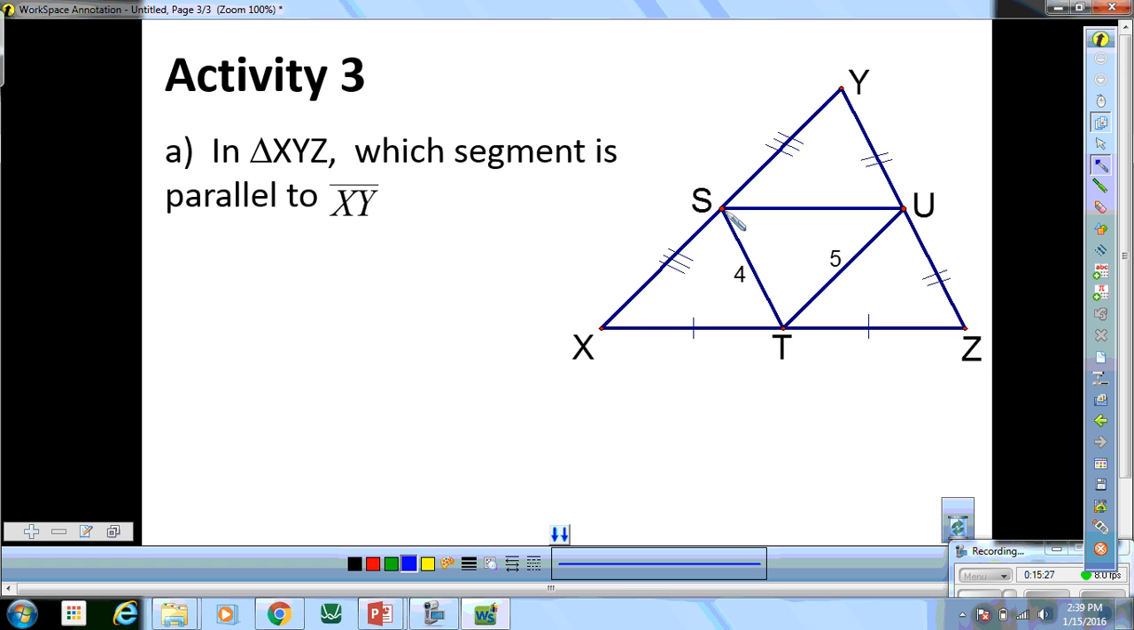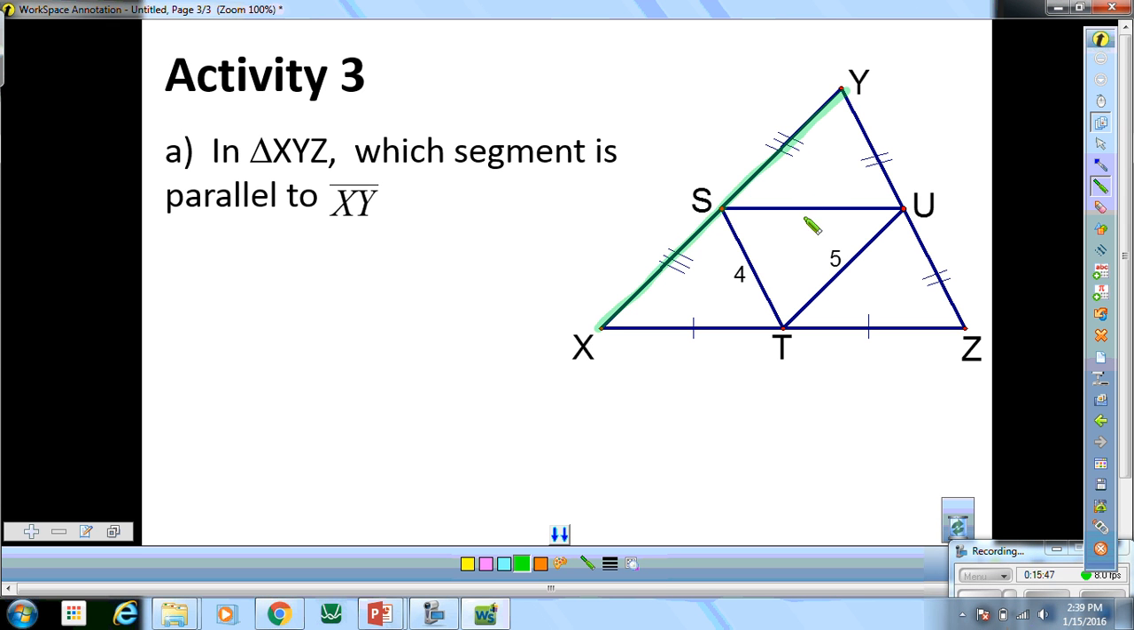So midpoint, those two sides are equal. Midpoint, these two sides are equal. Midpoint, these two sides are equal. So all three of these are mid-segments. Now we are interested in XY. That is this side.